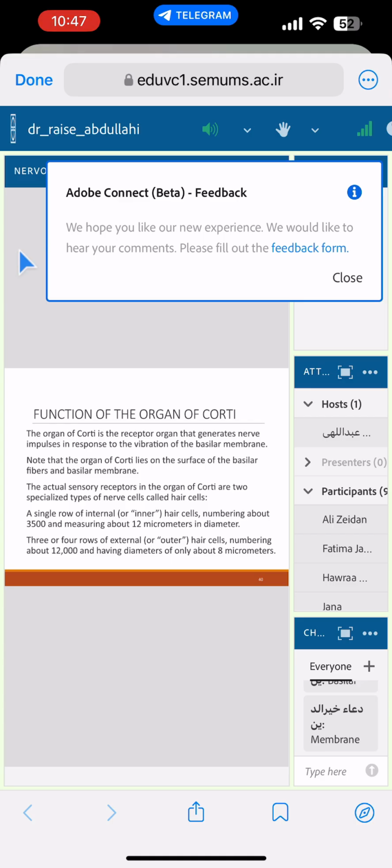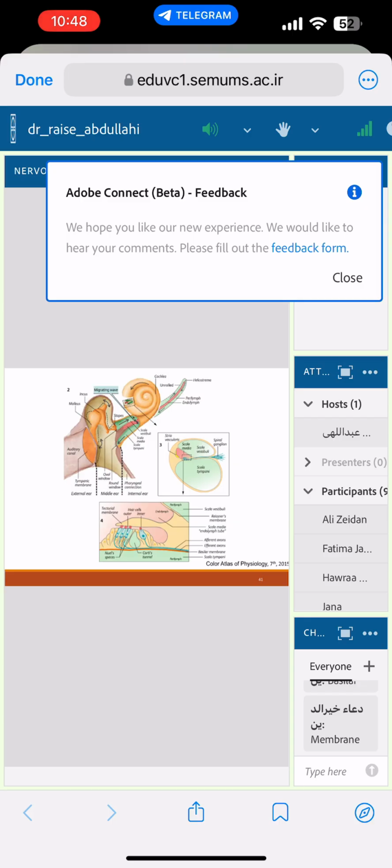As you remember, we have two main types of hair cells: inner hair cells and outer hair cells. A single row of internal or inner hair cells numbers about 3,500 and measures about 12 micrometers in diameter. And we have 3 or 4 rows of external or outer hair cells numbering about 12,000 and having diameters of only about 8 micrometers.